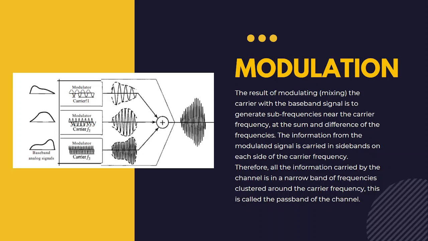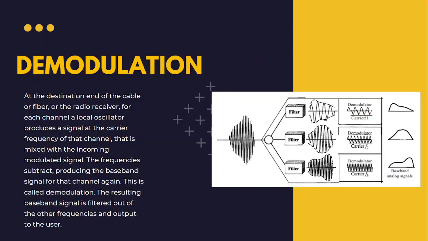Now let's take a look at the demodulation process. The demodulation process uses a series of filters to decompose the multiplexed signal into its constituent component signals. The individual signals are then passed to a demodulator that separates them from their carriers and passes them to output lines. This figure shows the demodulation of an FDM signal.